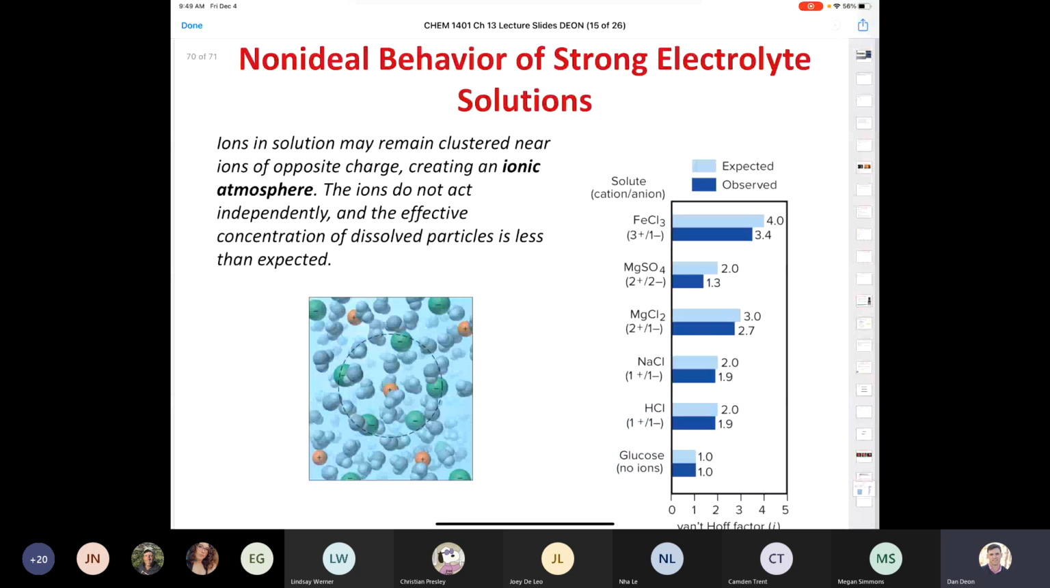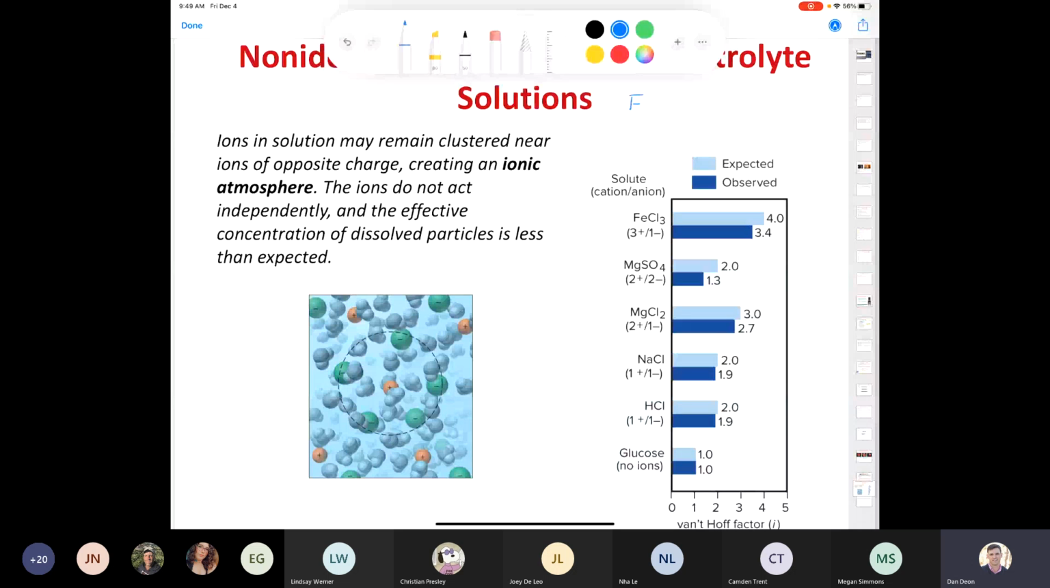Let's say we have iron 3 chloride, right? How many particles would there be when I dissolve iron 3 chloride in solution? Well, I'm just going to write it here simplified. You'd have an iron 3 plus ion, plus you'd have 3 chloride ions. So you think, okay, well, my Van't Hoff factor would be a total of 1 plus 3, 4. I'd have an i equal to 4. So that's expected, but what we see is that it's actually 3.4. It's actually lower than that.